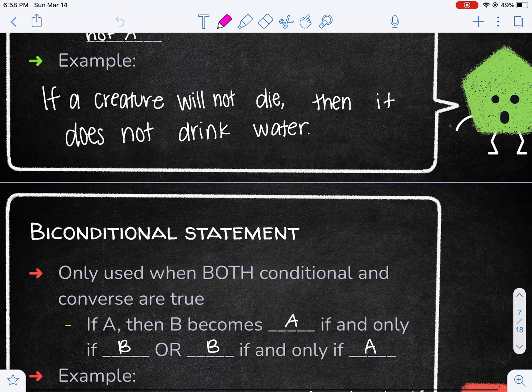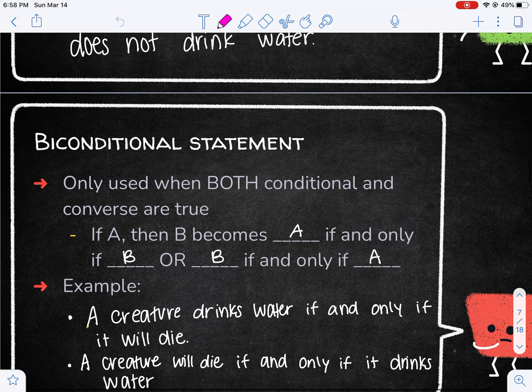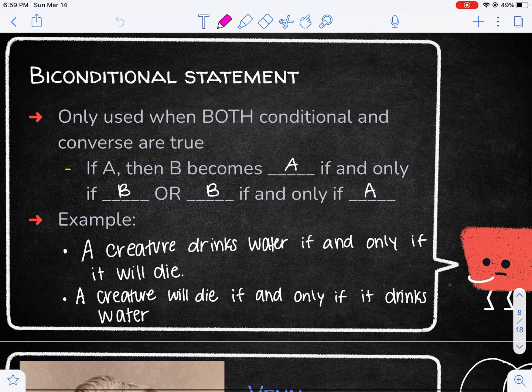When both my conditional and converse are true, I get to write it as a biconditional. I take my statement if A, then B, and it becomes A if and only if B. Or I can write it as B if and only if A. Does not matter. So I could write a creature drinks water if and only if it will die, or a creature will die if and only if it drinks water.